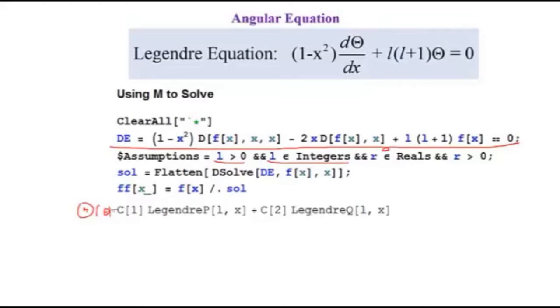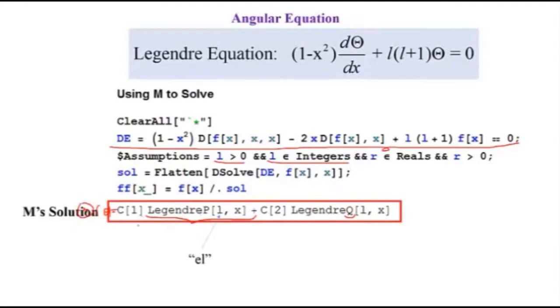is equal to this. So two constants again, and we end up with special functions, namely the Legendre function with a capital P as a function of the integer L and the parameter x, plus another Legendre function, which is Q, as a function of the same variables, L and x. This is our solution, and just to remind you, that symbol there is in fact L.